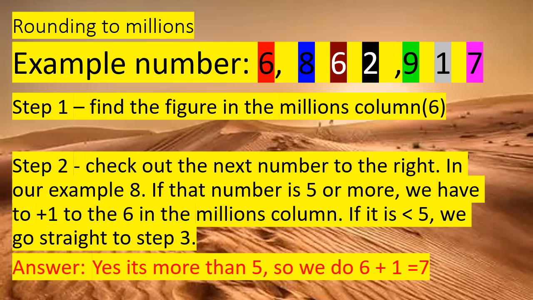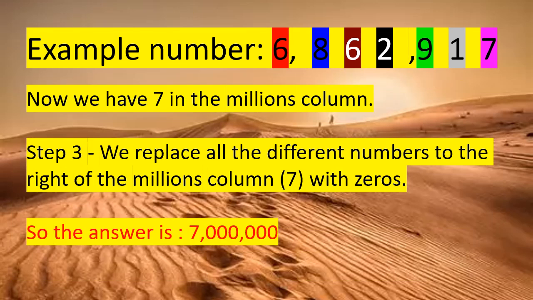So in this case, our answer is yes, it's more than 5, because it's 8. So we do 6 plus 1 equals 7. So we've got this red number now is 7. So now we have 7 in the millions column. Step 3, we replace all the numbers to the right of the millions column, to the right of the 7, with zeros. So our answer is 7, 0, 0, 0, 0, 0, 0, which is 7 million.